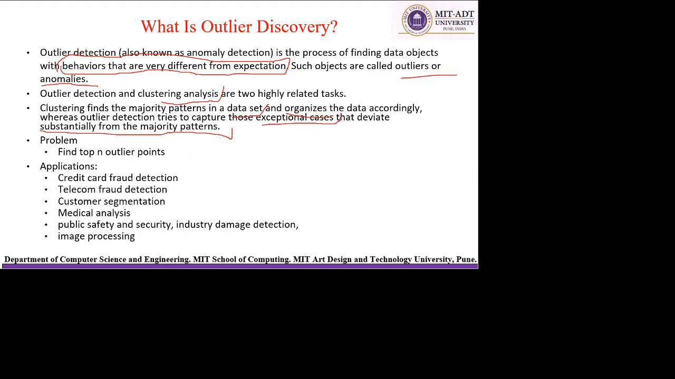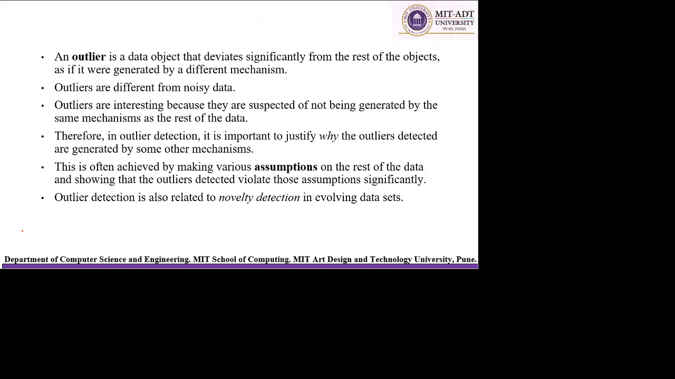The applications of outlier discovery are credit card fraud detection, telecom fraud detection, customer segmentation, medical analysis, public safety and security, industry damage detection, and image processing. So these are some of the applications of outlier discovery.